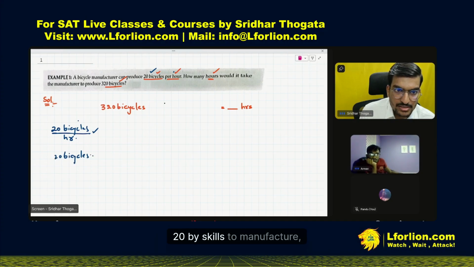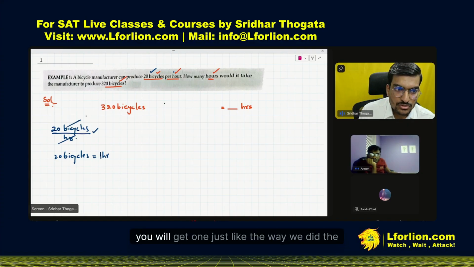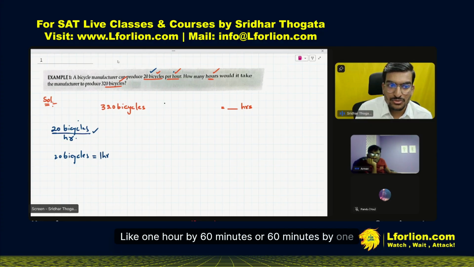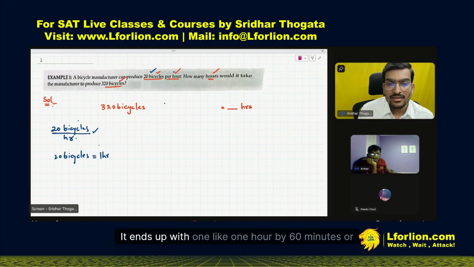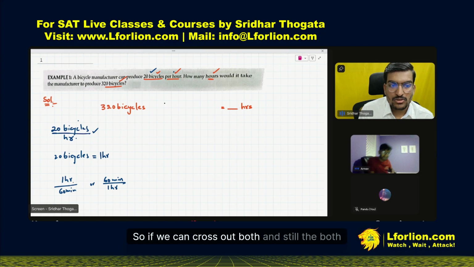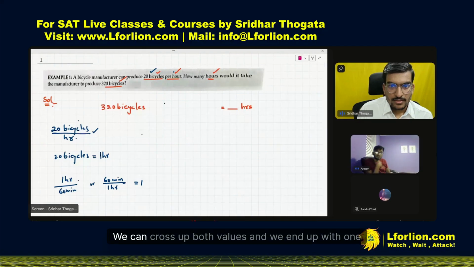20 bicycles, to manufacture 20 bicycles, it will take 1 hour, which means if you cross out these two, you will get one, just like the way we did in the previous concept. 1 hour by 60 minutes or 60 minutes by 1 hour ends up with one. So if we cross out both, both values will be one, right? We can cross out both values and we end up with 1.